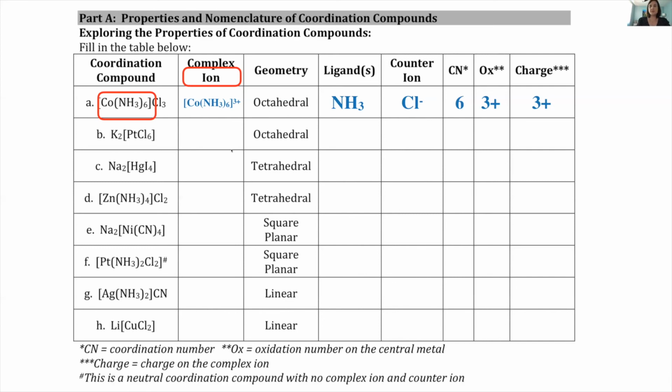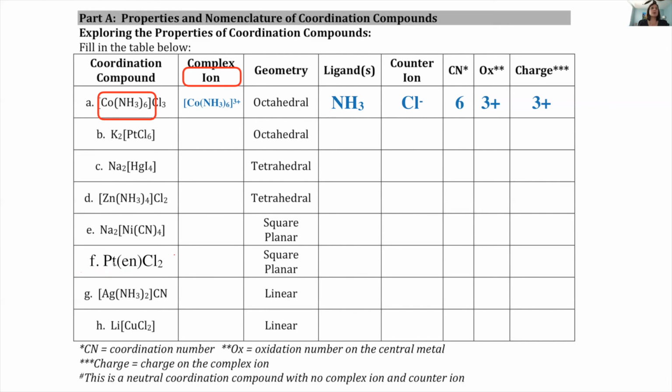So you're going to fill out the form for the rest of these. I do want to mention a couple things. F, I'm actually going to change. Before I change it, there's a little notation here, this little pound sign that's giving us a note that it's a neutral coordination compound with no complex ion or counter ion. I'm going to change this one, but this still holds. It's just a neutral substance.